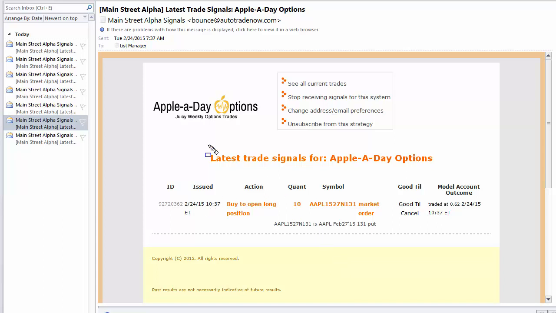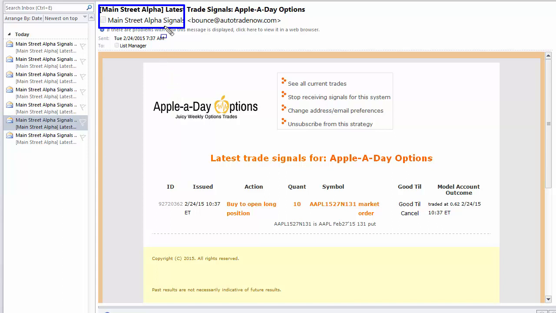So I'm here in Outlook. You can see I have a number of different signals that came in. The first thing I wanted to point out, and we highlight this in another video where we talk about the program and how it works, is that the emails are actually going to come from Main Street Alpha. Main Street Alpha is a platform and software that I'm a co-founder of as well, and it helps developers and trade signal managers send out tweets and emails and track performance for their trading system. So I use Main Street Alpha for Apple a Day Options, and that's where you're going to see these signals come from.